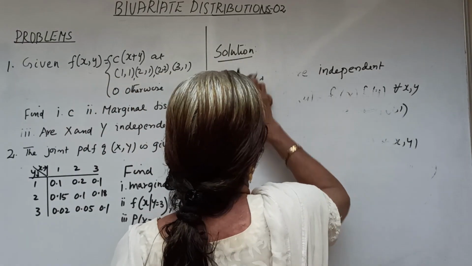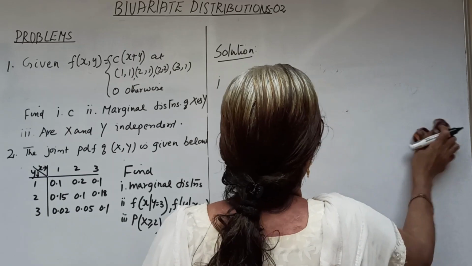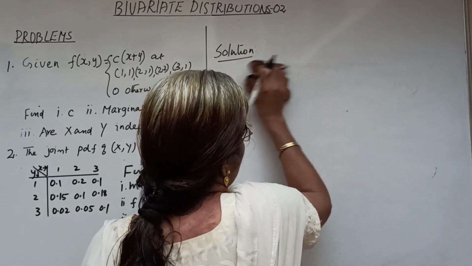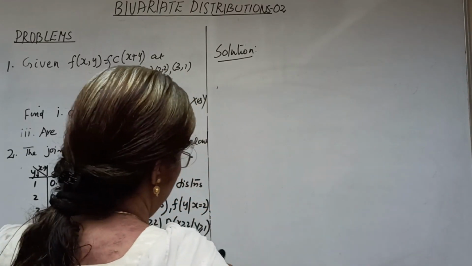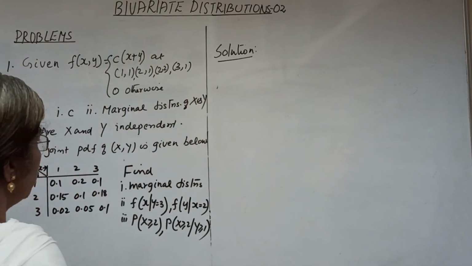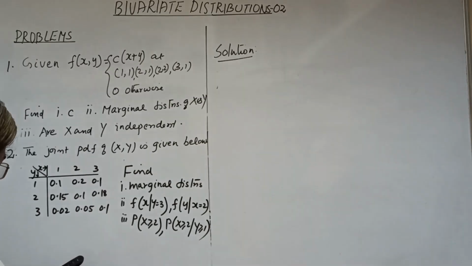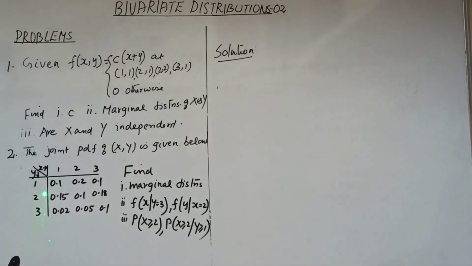Now we move on to the second problem. Here also we are given the probability in a table. The joint PDF of x and y is given below. X takes the values 1, 2, 3 and y takes the values 1, 2, 3. Here there is a difference. The difference is x is given in columns and y is given in rows.